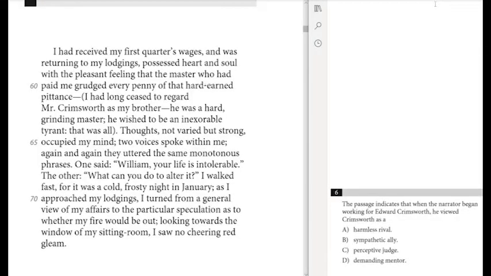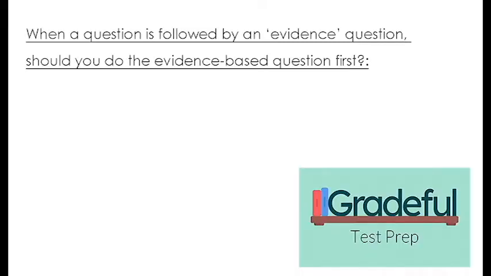Question number 6 says, the passage indicates that when the narrator began working for Crimsworth, he viewed Crimsworth how? So this question is really asking us to simply find a quote. There's going to be some quote somewhere in the passage that says how the narrator first viewed Crimsworth. One thing to notice is that this question is followed by an evidence-based question, and it begs the never-ending question, should you do the evidence questions first? And we strongly feel that you should not be doing the evidence questions first.